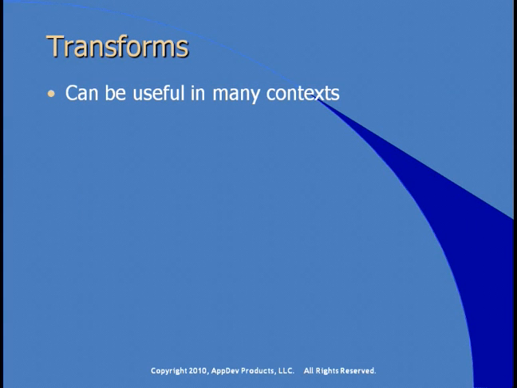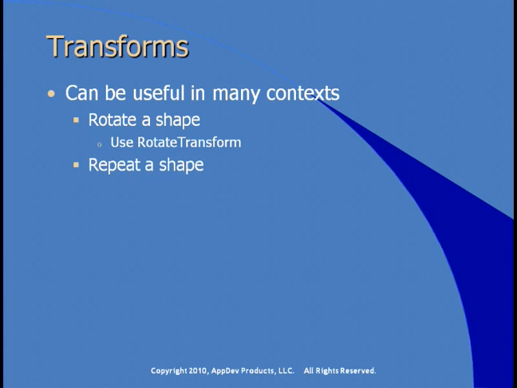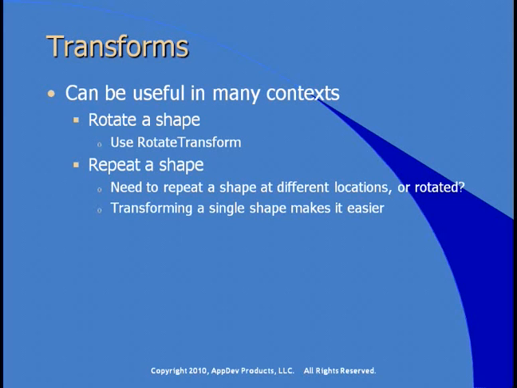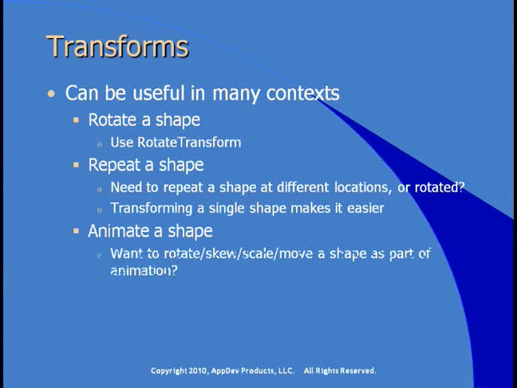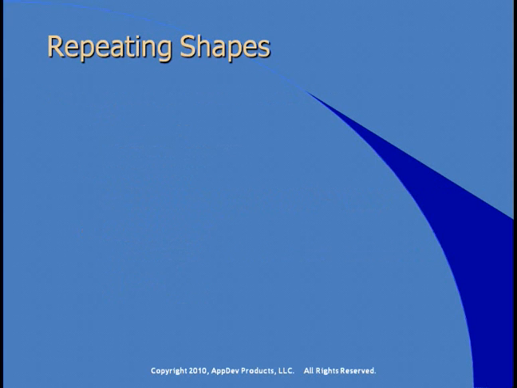Transforms can be useful in many contexts. If you want to rotate a shape, use a rotate transform. If you want to repeat a shape, well, that's an issue altogether. If you want to repeat a shape, what do you do? Maybe you want to have a shape show up at different locations, but rotated? Transforming a single shape makes it certainly easier because you're only keeping track of it once. If you want to animate a shape, what if you want to rotate, skew, scale, or move a shape as part of an animation? Then you use a transform. So how do you repeat shapes?